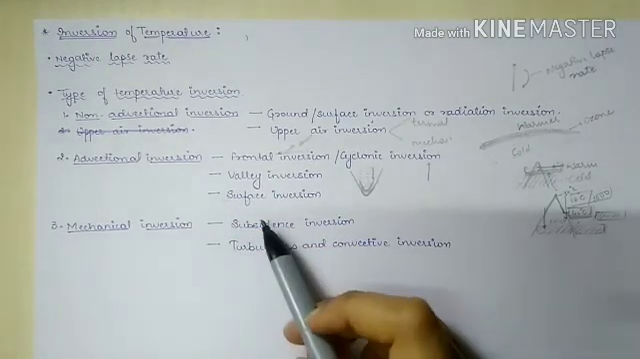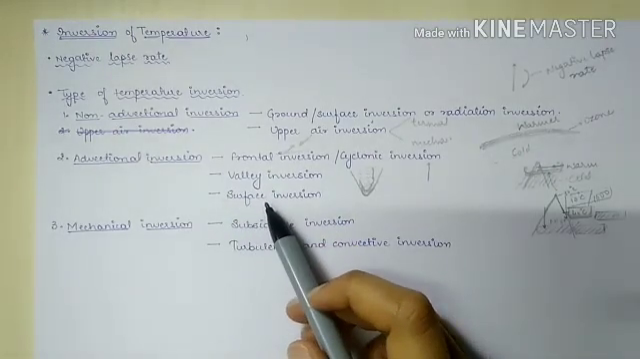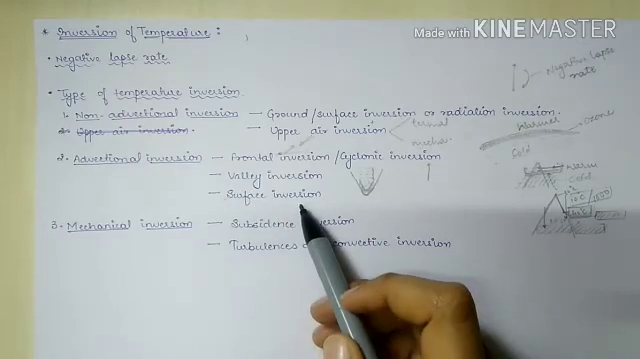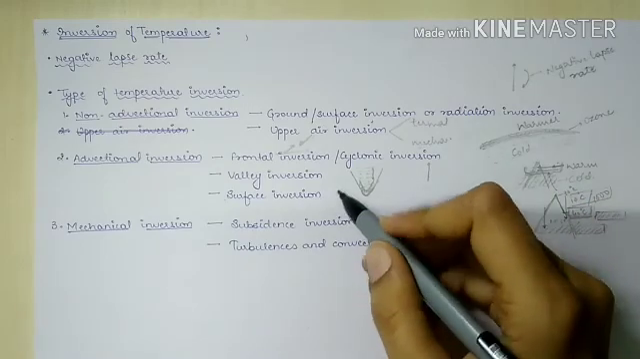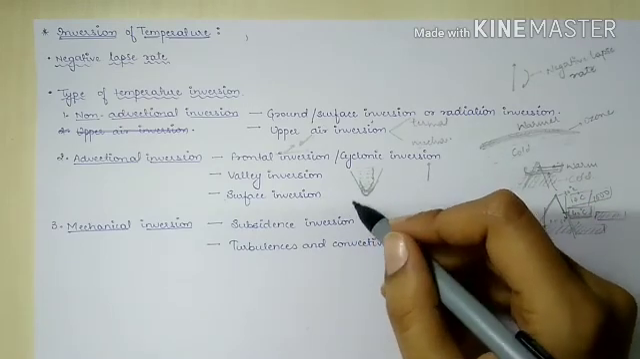Lastly, in advectional inversion we have surface inversion. The surface inversion of temperature is caused by horizontal movement of air. In this inversion, the warm air will invade the area of cold air, and the cold air will move into the area of warm air, because the warm air, being lighter, is pushed upwards by the relatively denser cold air.